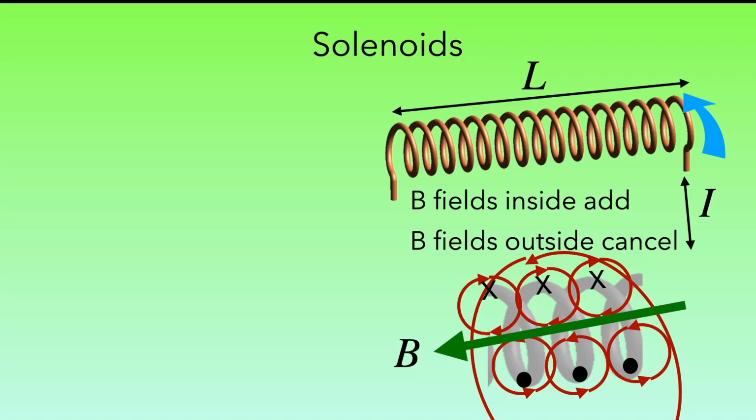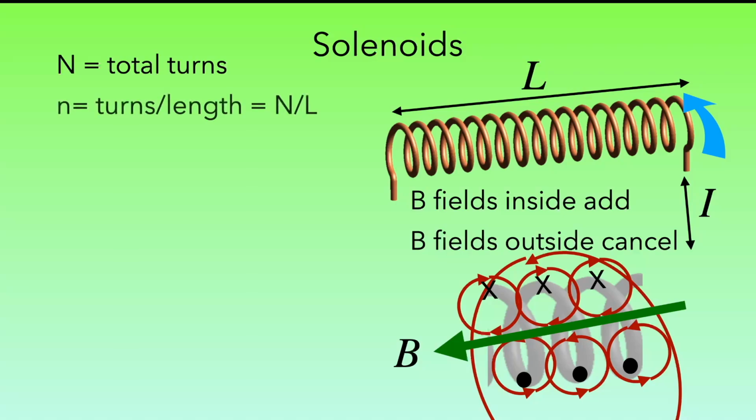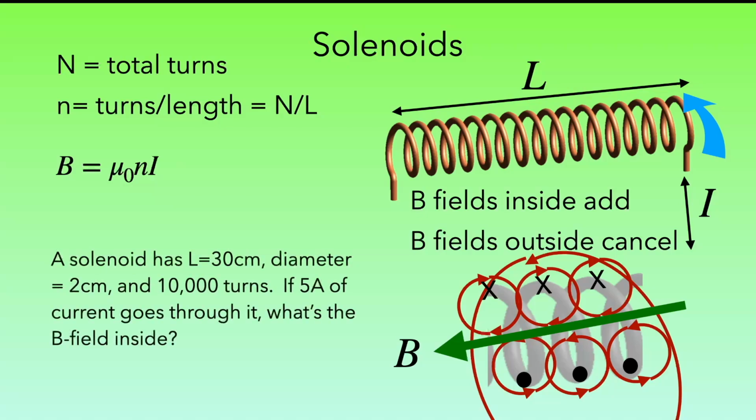And so we can derive this elsewhere, but we have some terminology. We call the total number of turns capital N, the length L. Then we use this quite a bit. Little n is the number of turns per unit length. So we can use that expression to have B is going to be mu 0 times the turns per unit length times I. Let's do an example.